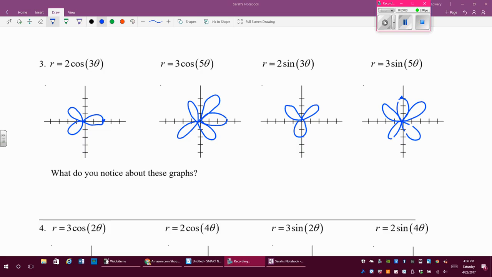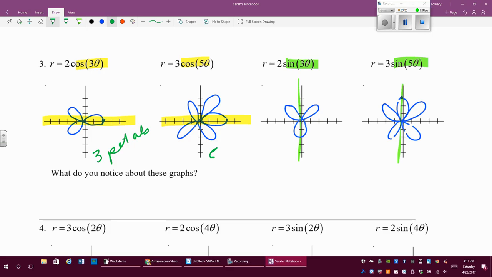Okay, big takeaways. Things I want you to notice. Here's a cosine graph, and here's a cosine graph. I have symmetry over x. Here's a sine graph, and here's a sine graph. I've got symmetry over y. Again, very important. This first one has 3 petals.